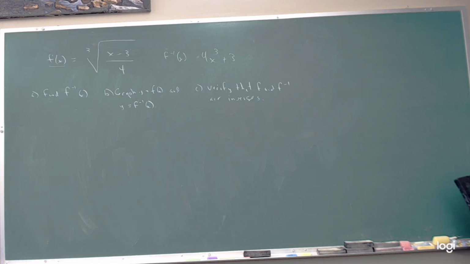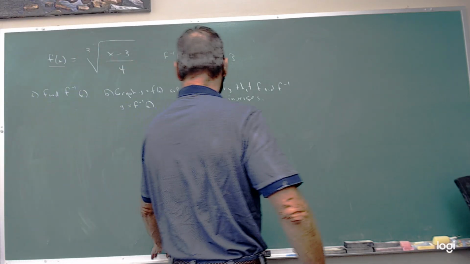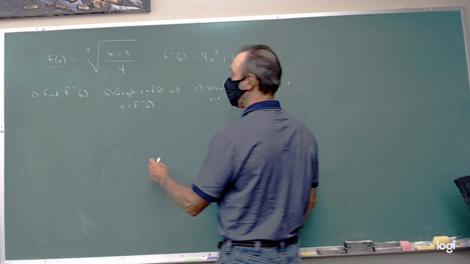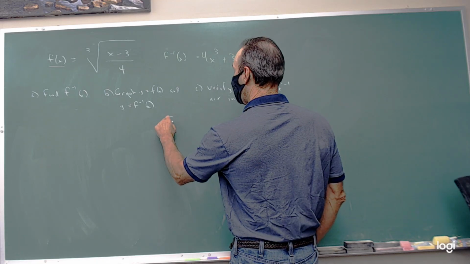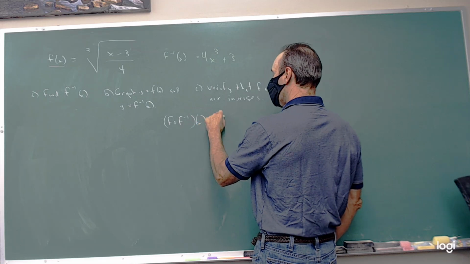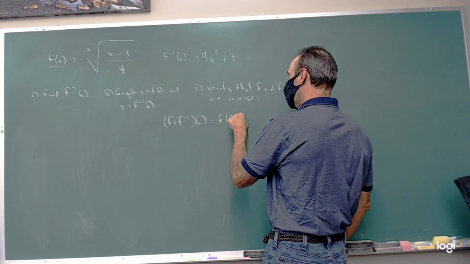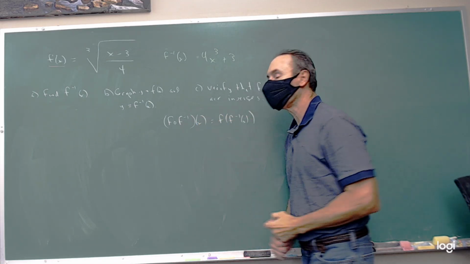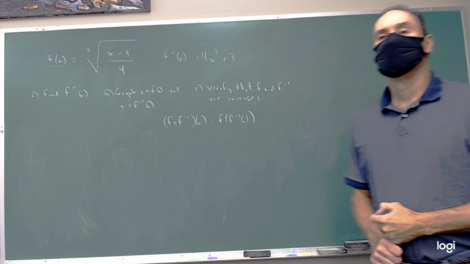Everybody's following your lead there, Ronan. So Ronan is using f composed with f inverse of x. You could also write that as f of f inverse of x. Either one of those is okay, just so we're clear.